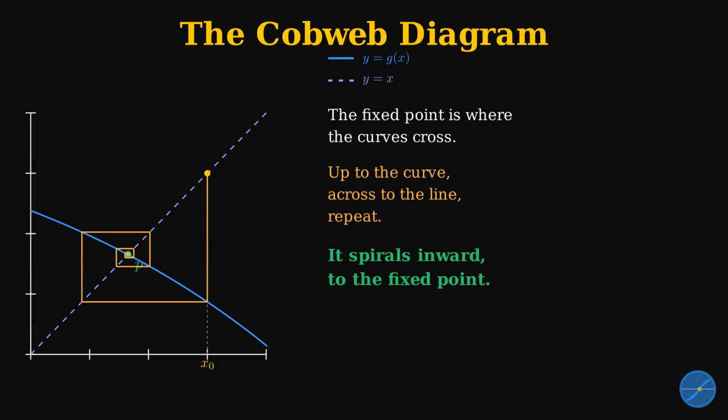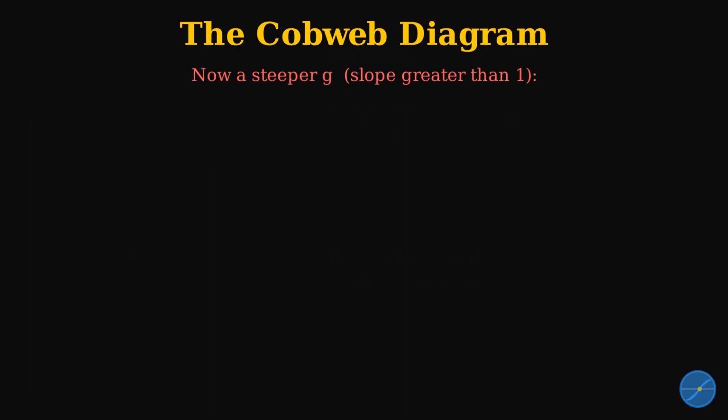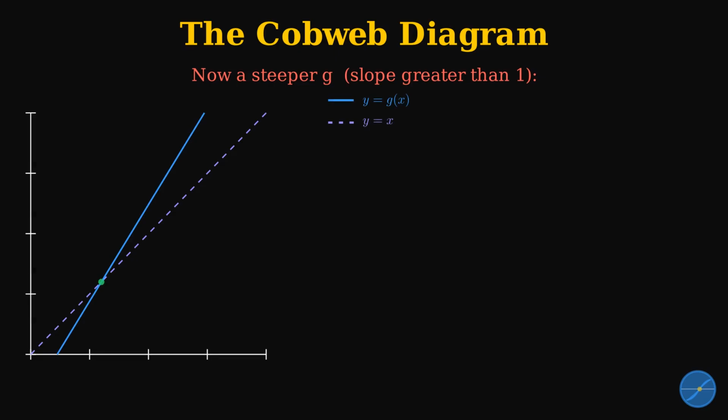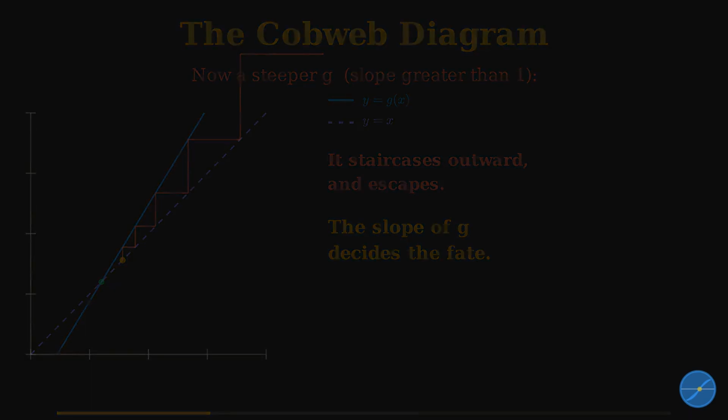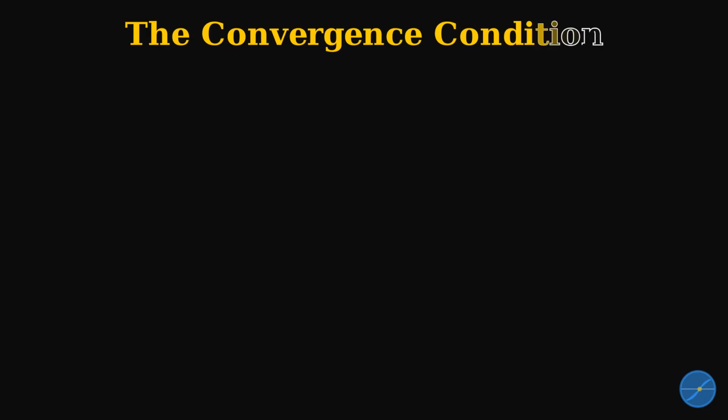This g converges. Now test a steeper g, one whose slope is bigger than 1. Same setup: the curve, the diagonal and their crossing point. Start close to the fixed point this time. But now it staircases outward and escapes. Same idea but opposite fate. The difference between spiraling in and flying out is just one thing: the slope of g. Let's pin that down precisely.